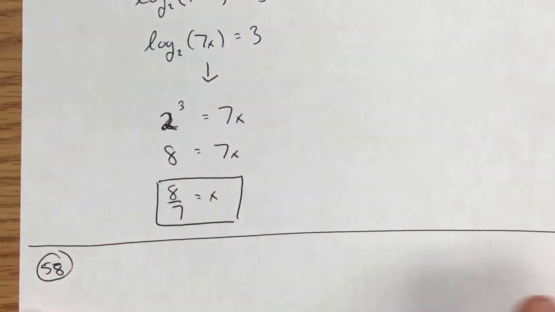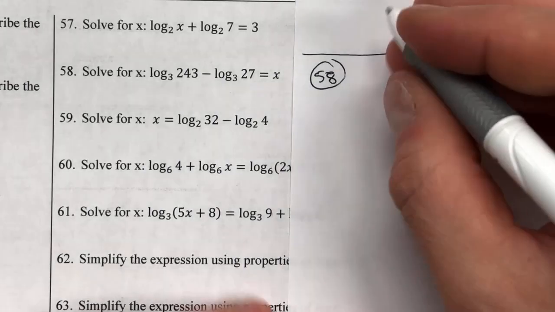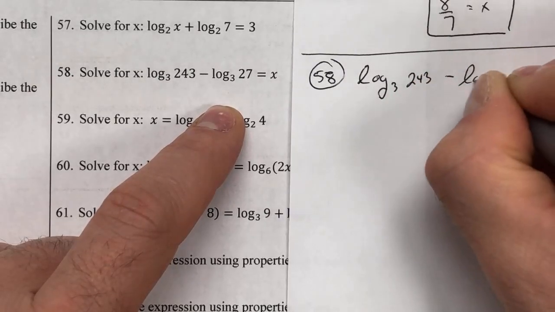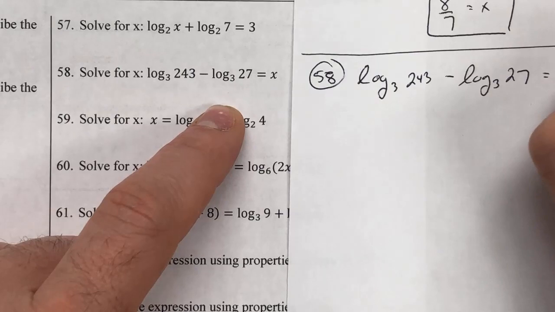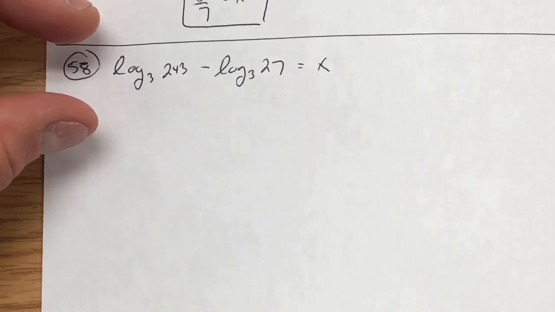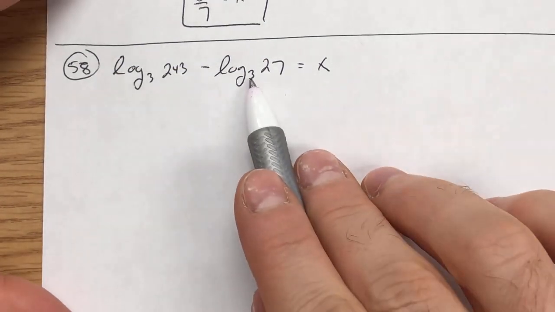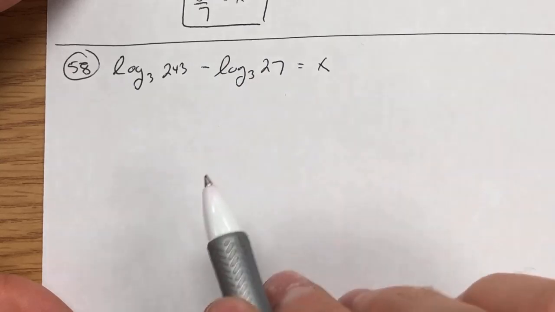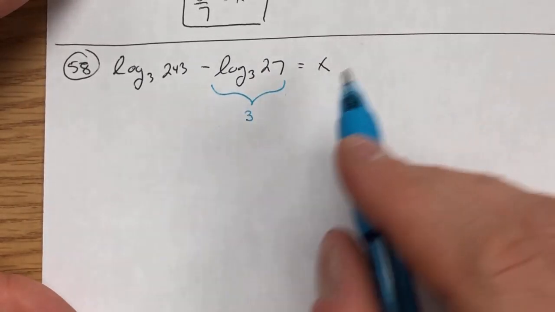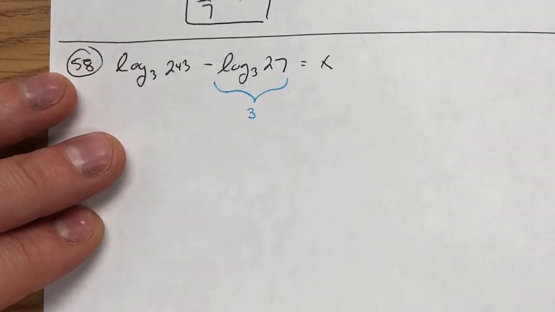Let's take a look at number 58. Number 58 is a similar style question. We're looking at log base 3 of 243 minus log base 3 of 27 is equal to x. With these values, we could work out each individual aspect and see what we'd get. I know that log base 3 of 27 is asking, 3 to what power is 27? That's 3 to the third power, because 3 times 3 is 9, times 3 is 27.